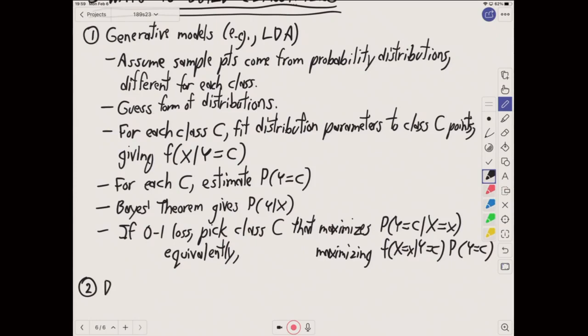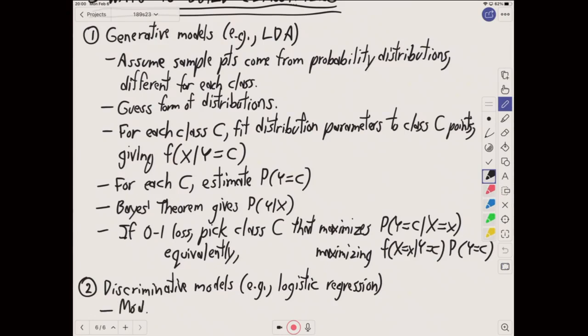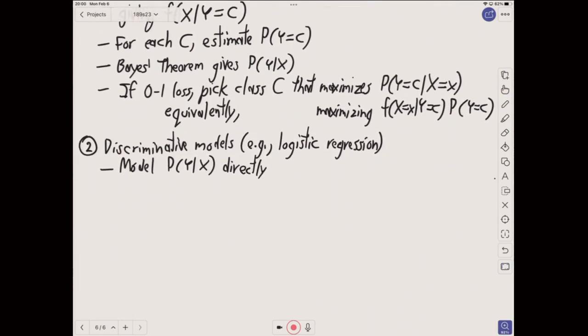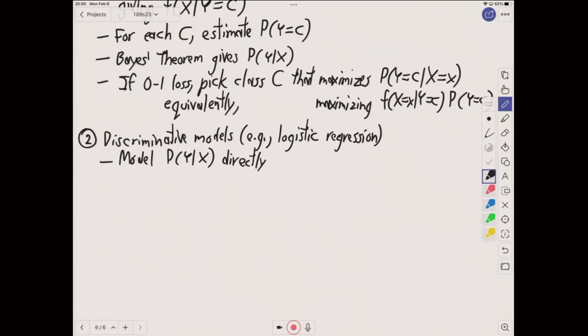There's another approach to this, which is called discriminative models. An example of that we'll see in about 2 weeks is called logistic regression. Logistic regression is a little bit like LDA, except it says, let's skip all those early steps and just model the posterior probability directly. So we're going to try to estimate the posterior probability without estimating the class conditional probabilities or the prior probabilities. Kind of do an end run around the hard parts.